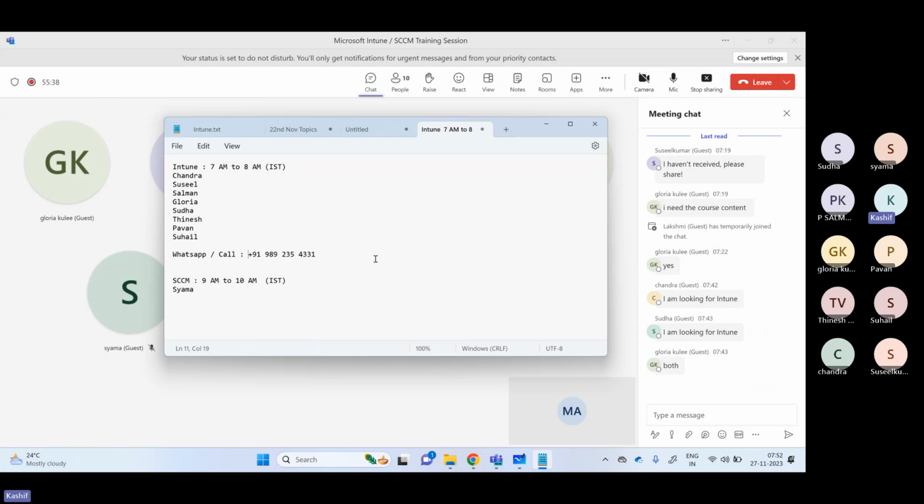Thanks. No worries. Now, those who are interested to continue from tomorrow, either SCCM or Intune, you need to reach me on this number. This is my WhatsApp number, or you can call me on this number for the enrollment process, how to enroll and the payment details and all. I will send that to you on WhatsApp so that you can continue from tomorrow onwards, guys. Okay.